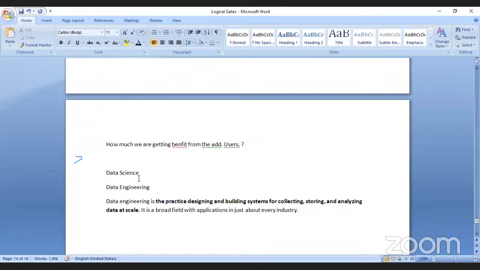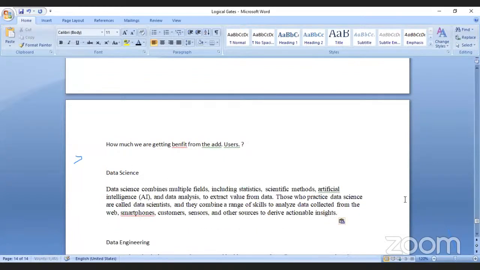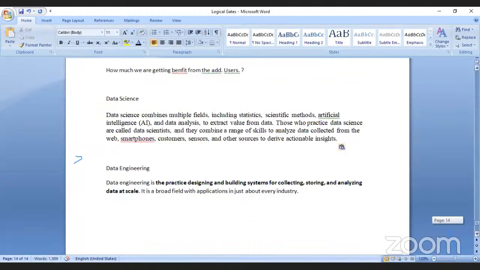Okay, right. So see here, I've taken some definitions from the internet. I hope you are able to see my screen regarding data science and data engineering.